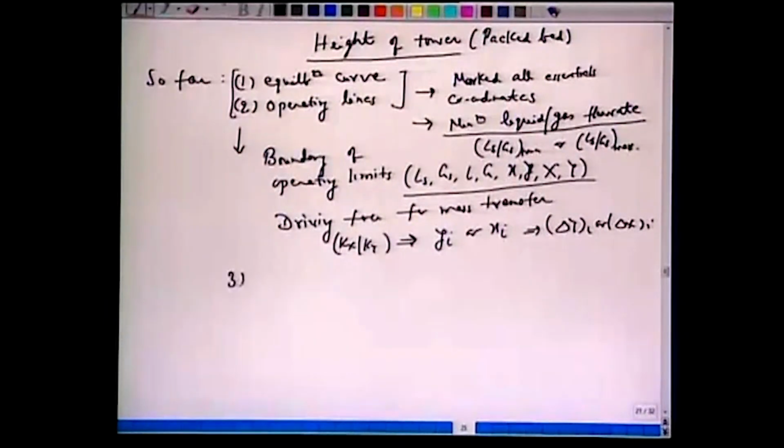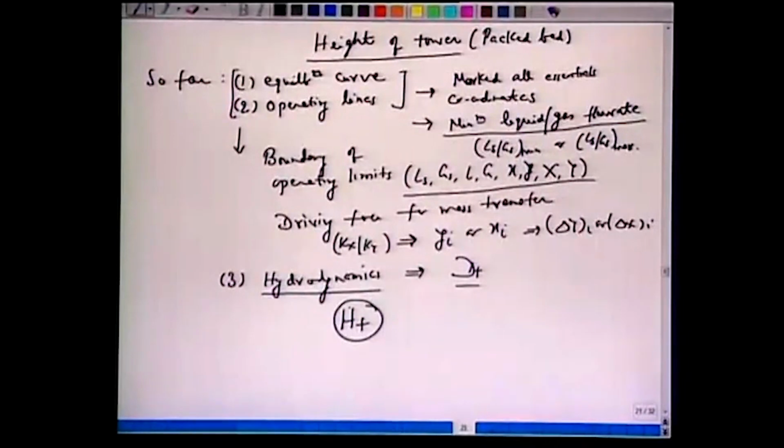Then we went ahead and did hydrodynamics. Hydrodynamics gives us stable operating conditions from the operation point of view. This gives us the diameter. What we are interested in now is the height, ht. So, the height of a packed bed tower or absorption column, which, again you recall, is nothing but continuous contact equipment. So, we are not talking of trays, stages.